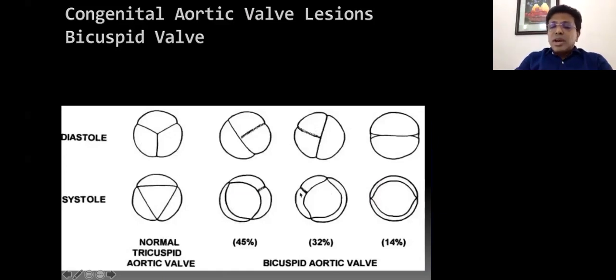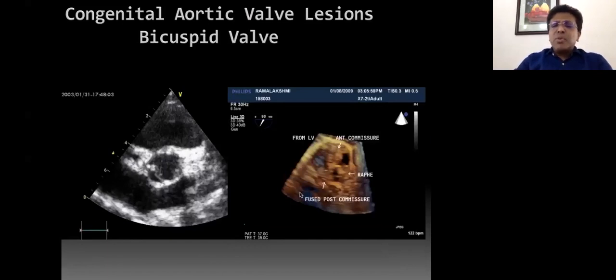And you can see how the leaflet opening is changing, and the leaflet orientation is also changing depending upon which commissures and which leaflets are actually fused. This is a 3D echo picture which shows fusion of the anterior commissure, and you can see the thickened raphe.